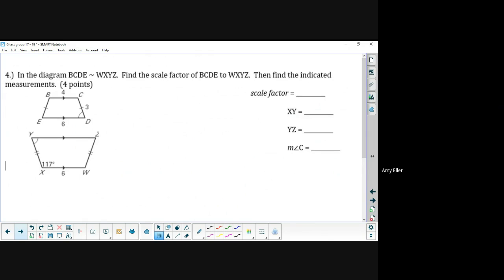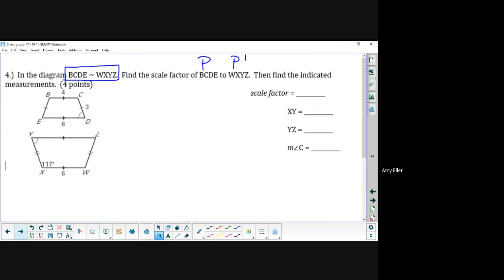Number 4. This statement's going to be really important. It says find the scale factor of BCDE to WXYZ. This is the original. This is the prime. Label that, please, if you haven't.